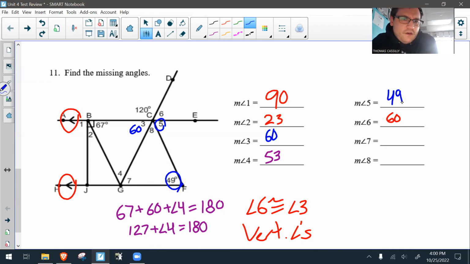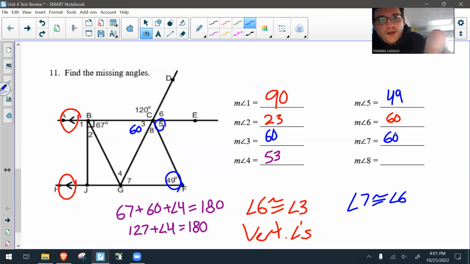Angle 7. Angle 7 is congruent to angle 6. Those are corresponding. All right, so we said angle 6 was 60. That means angle 7 is also 60.